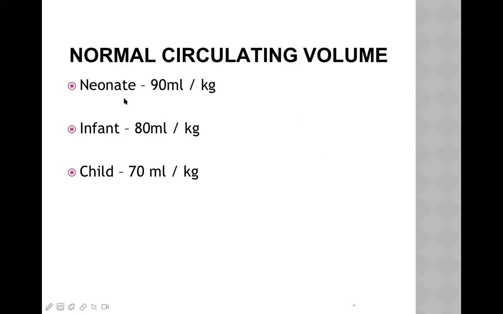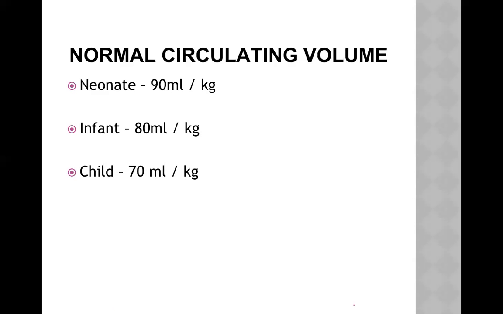We are talking pediatrics. In neonate, it is 90 ml per kg. In infant, 80 ml per kg. And in older children, it is 70 ml per kg. So if you calculate according to the kg, this is 9% of the body weight, this is 8% of the body weight, and this is almost 7% of the body weight. We adults have around 7 to 8% of our body weight. That is the blood volume in our body.